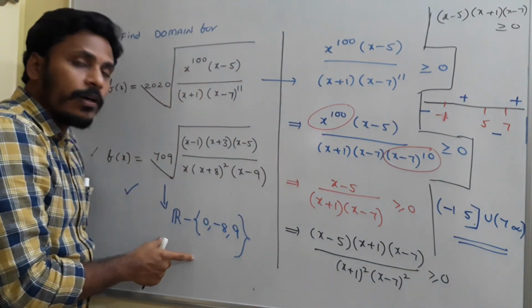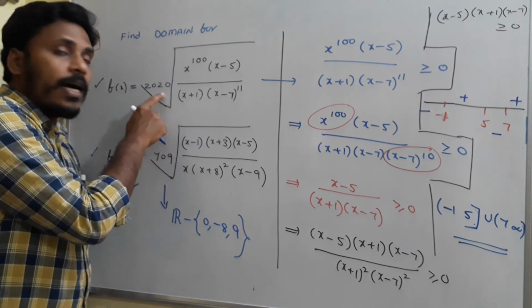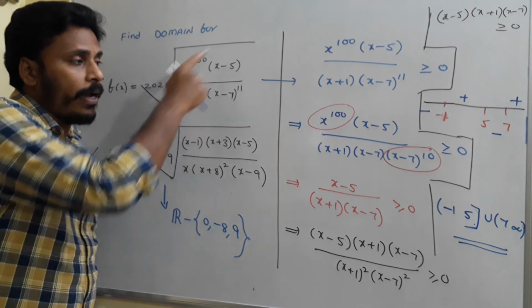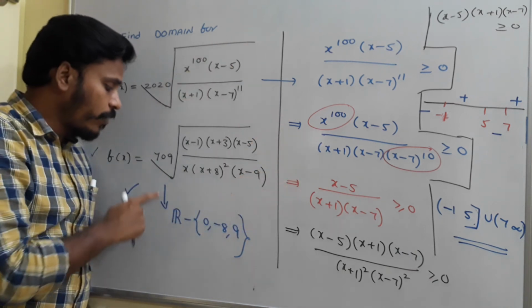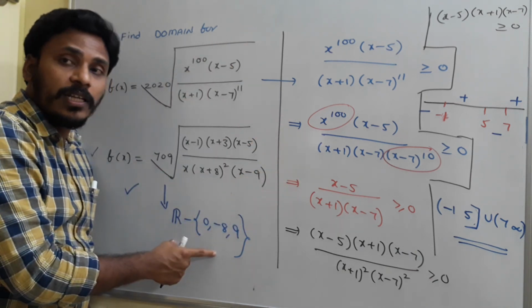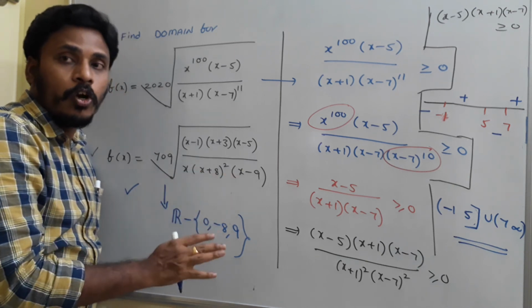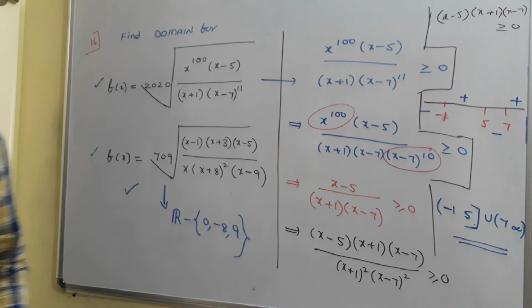And this is the domain for the second one. In that nth root, if that n is even, you need to find the domain just by going with this procedure. If that n is odd, simply you just say the domain as the real numbers minus the values of x at which the denominator is 0. Okay, just have a look, go for a screenshot.